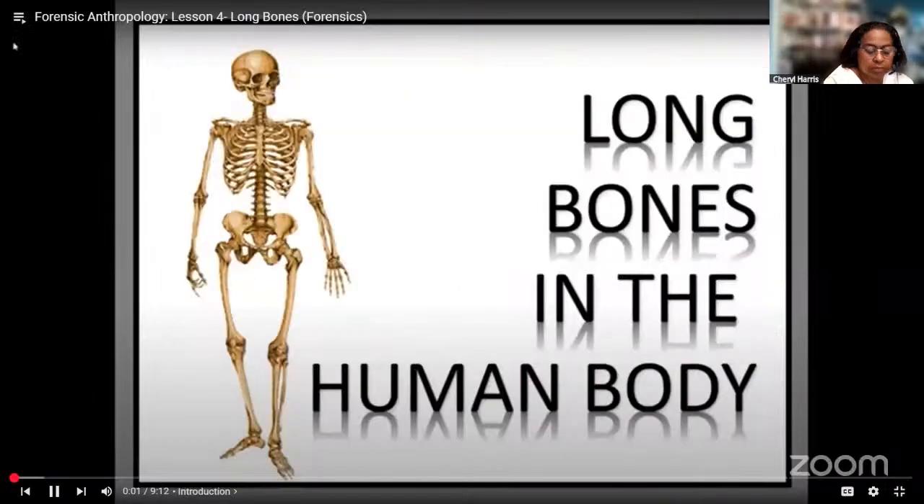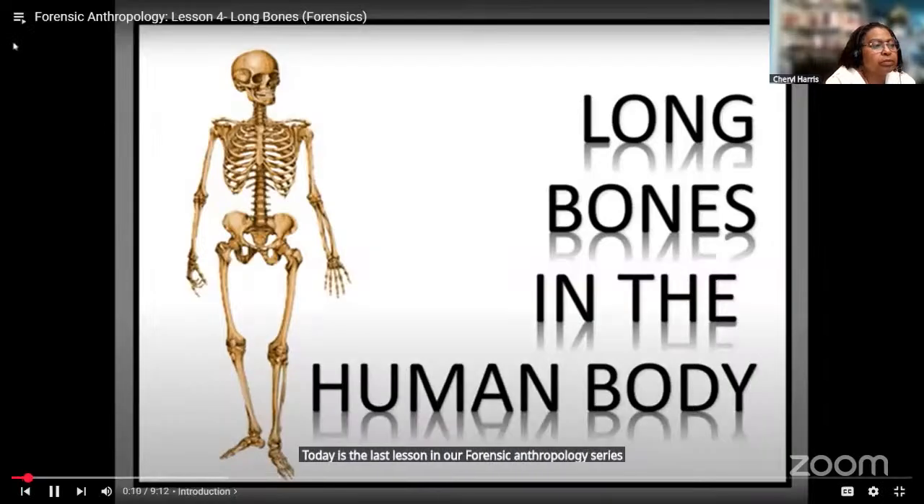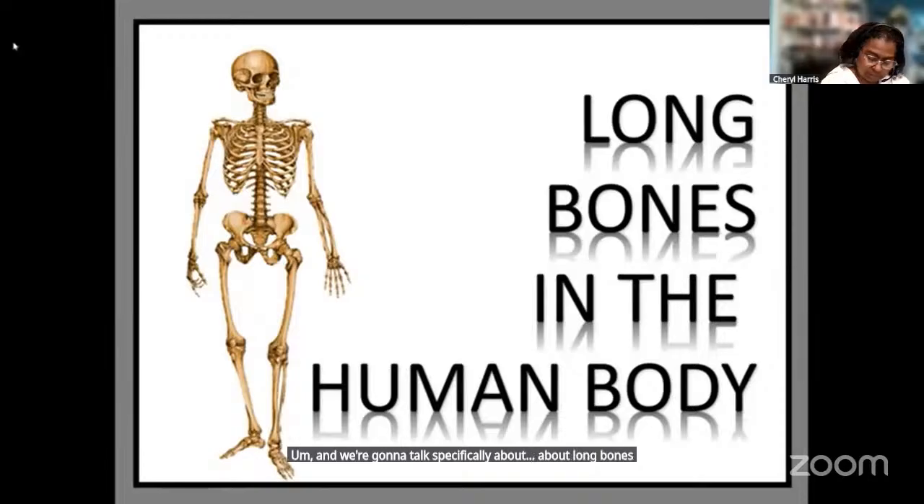All right, forensic students, today is the last lesson in our forensic anthropology series. This is lesson 4, and we're going to talk specifically about long bones in the human body and how long bones, when they're discovered at a crime scene, can help determine clues about a person, mainly the height of the person.